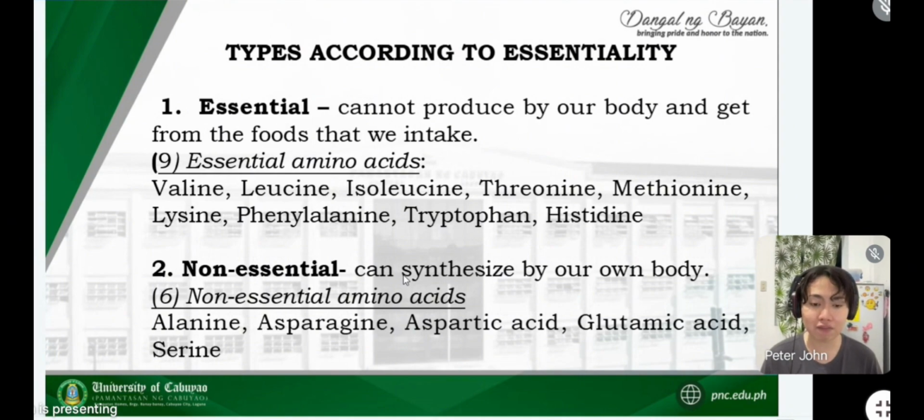Next, we have non-essential. Ibig sabihin, kabaliktaran siya. Kayang-kaya na siyang i-produce ng katawan natin. Pero, syempre, hindi naman siya basta-basta na-produce pag walang raw material. Syempre, yung mga raw material na yun is nanggaling pa rin sa kinakain natin. Kung baga, kaya lang siyang i-synthesize sa buong katawan natin. It includes the alanine, asparagine, aspartic acid, glutamic acid, and serine.